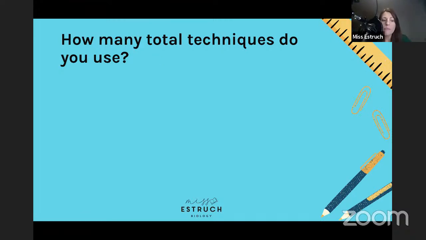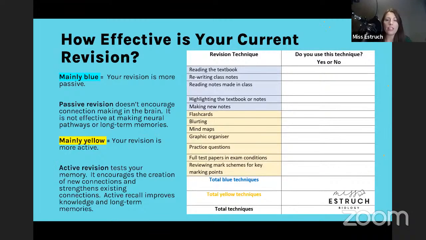And some of you have got a bit of an idea because you have said you did 5 of each, but have a think about when you do your revision, what do you mainly do? How many different types of revision are you doing? So it could be how many of those lists do you regularly do, or you might be doing things that aren't on that list. But we'll do that in the chat box. How many different revision techniques do you typically do when you're revising?